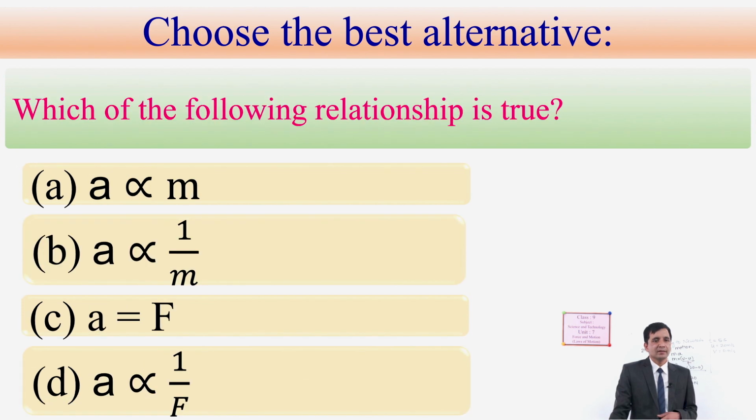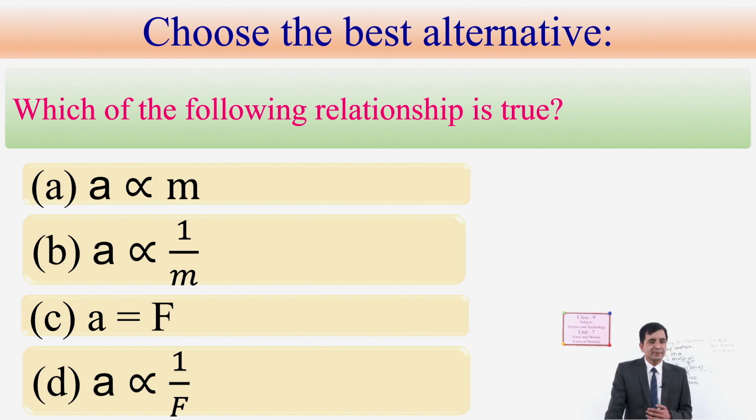Similarly, another question: which of the following relationships is true? Acceleration is directly proportional to the mass of the body. But this is wrong, because acceleration is not directly proportional to the mass. It is directly proportional to the force. Check all these expressions one by one. Acceleration is inversely proportional to the mass of the body. This is the statement of Newton's second law. So option B is correct.